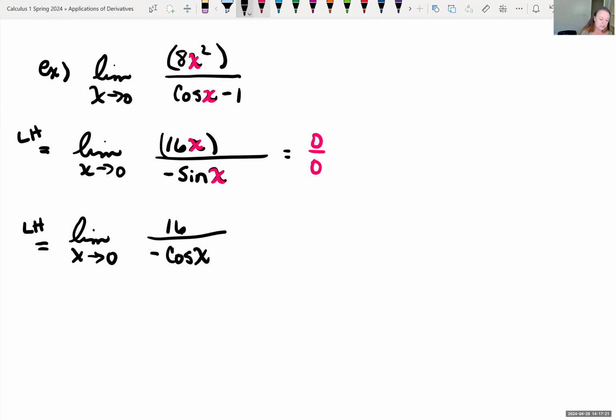Now when we do direct substitution, we're not getting that indeterminate form anymore. We're getting 16 over negative cosine of 0, which is negative 1. So this is equal to negative 16. Recall when we're looking at limits, as x is approaching 0, this function 8x squared all over cosine x minus 1, as x gets closer and closer to 0, our graph is getting closer and closer to the y value of negative 16.